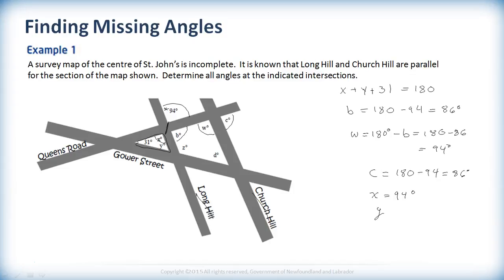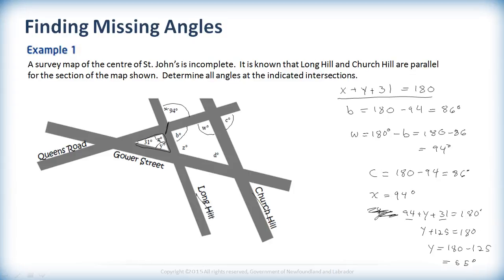So then angle y we should be able to get because we already said that x plus y plus 31 is 180. So we'll say that x, which was 94, plus y, plus 31 has to be 180 degrees. That means 94 and 31 is 125. So we got y plus 125 equals 180. So then y is going to be 180 minus 125, which is about 55 degrees. So y is 55 degrees. That's a good one.